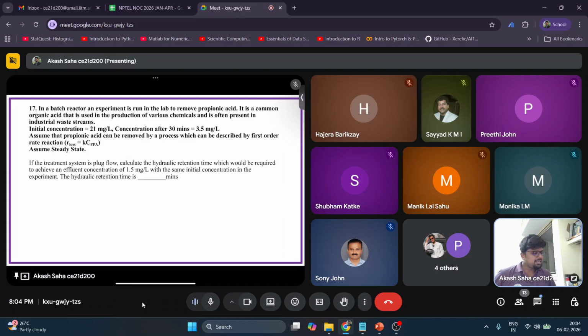Next. So same question. So the bold part is the same. So they are asking, if the treatment system is plug flow, calculate the hydraulic retention time which would be required to achieve an effluent concentration of 1.5 milligram per liter with the same initial concentration in the experiment. Okay, so they are saying that now initial concentration is same, the final concentration is 1.5 milligram per liter, and the reaction rate is same, that whatever we calculated in the last question. So now what will be my hydraulic retention time?